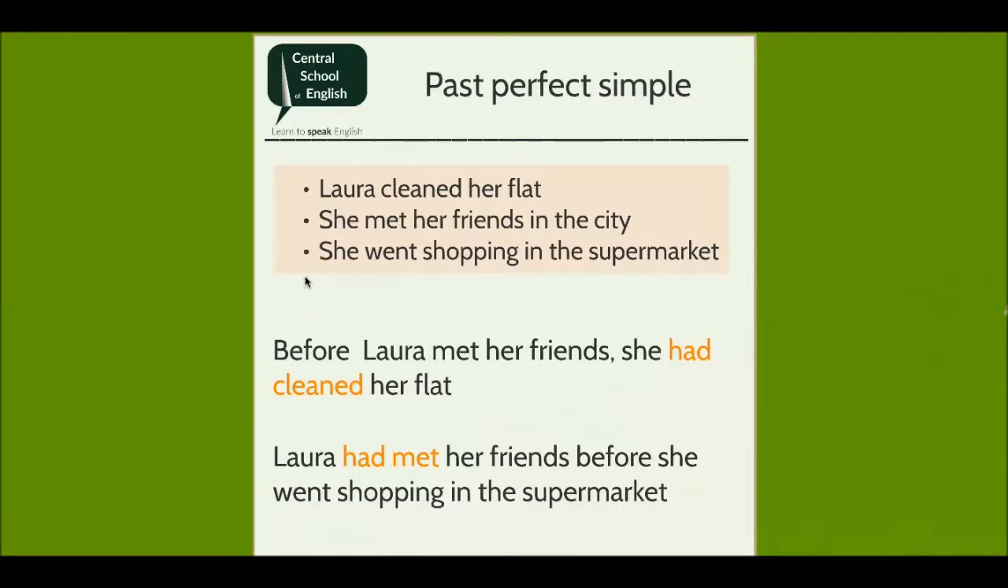Using the past perfect tense to speak about what actions happened before another action in the past, we can say that before Laura met her friends in the city centre, she had cleaned her flat. By using the past perfect, had cleaned, we make it clear that Laura first cleaned her flat, then she met her friends in the city.